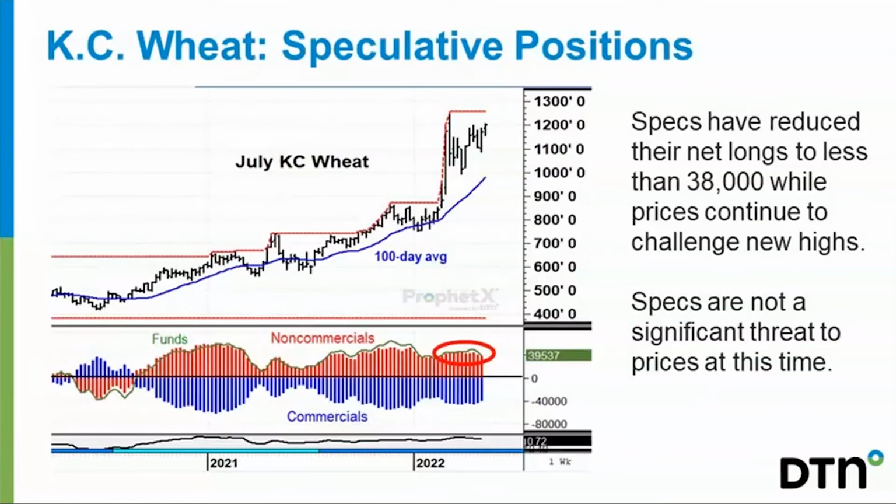The speculative positions in wheat are actually quite reasonable given how bullish this market looks at the moment. As you can see, the July KC wheat chart is trading near its highest levels in 14 years. Speculators have somewhat trimmed their net long positions lately. They're still just under 38,000 at the current time. I would say the speculative part of the market is not really a major threat to the Kansas City wheat price at the current time. Drought and the uncertainty of Ukraine are much bigger threats, and I would say legitimate threats at this time.